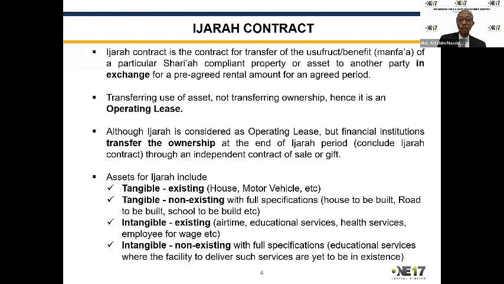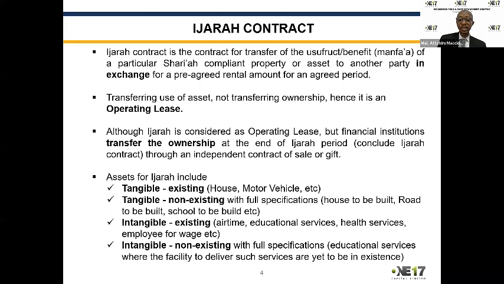So meaning schools were not in existence at the moment when the sukuk was issued, but at least the proceeds were used to build those schools. So it is a tangible asset, but it wasn't in existence at the time of the execution of the sukuk contracts. There is also intangible, which is existing intangible, such as airtime.